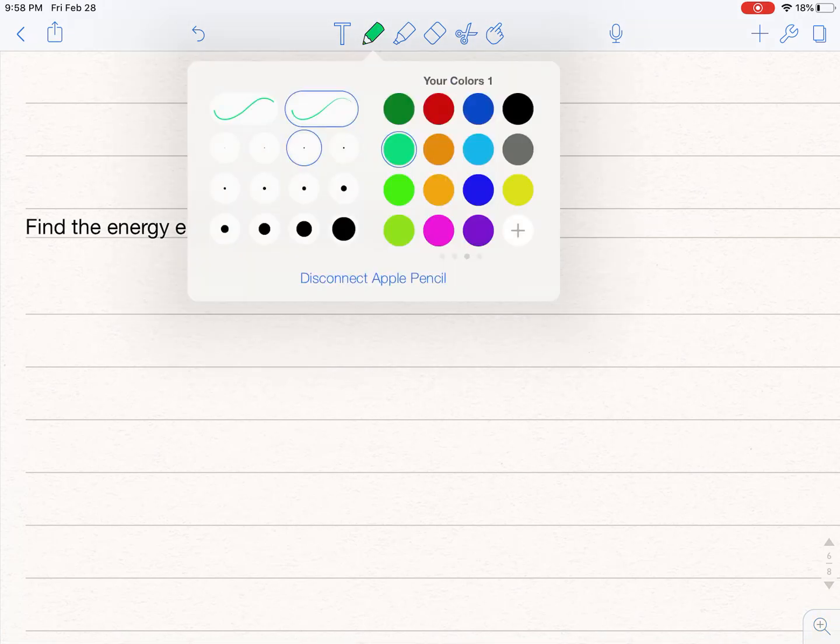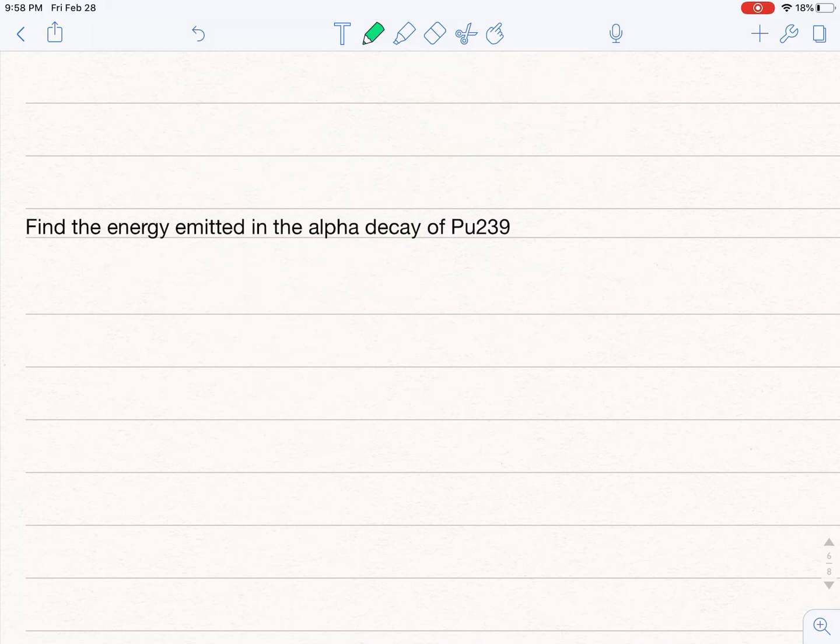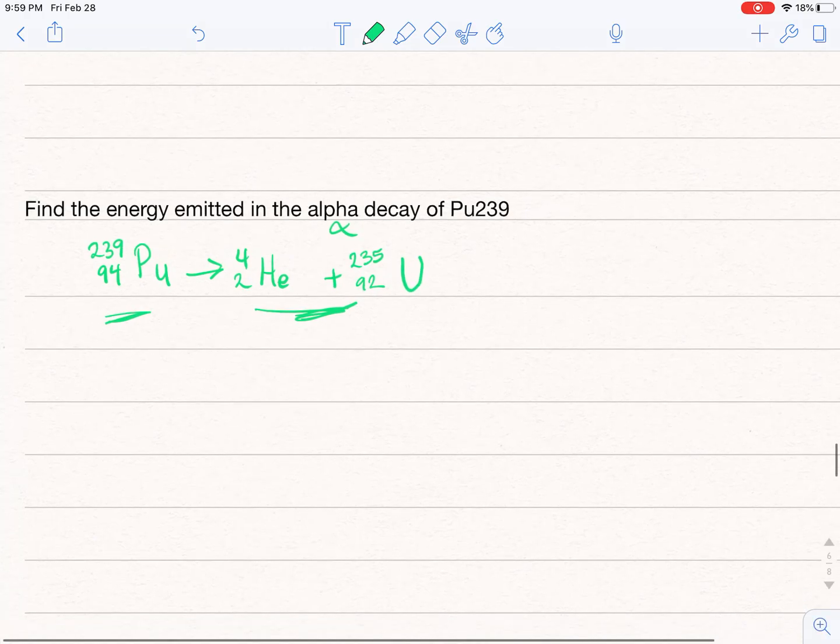Let's see. The question here is, find the energy emitted in the alpha decay of plutonium-239. How you're going to see a lot of these problems written is you'll have the mass of the atom over its atomic number, which for plutonium is 94. And like I said, it was alpha decay, so I'll write that down as 4 over 2 helium. Again, this ties into the conservation of mass idea, which gets a little bit contradicted later on, but from this far away, what's on the right side has to add up to what's on the left. So you have helium plus, let's see, 4 plus 235 is equal to 239, and 2 plus 92 is equal to 94, so you're going to get uranium on this side.